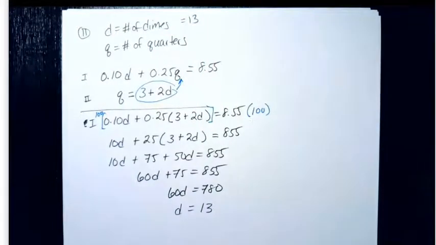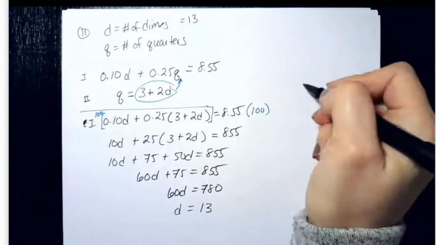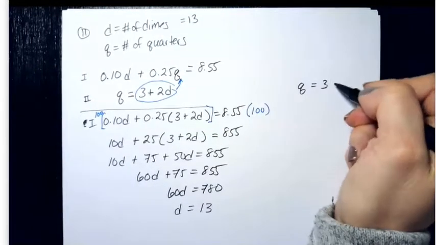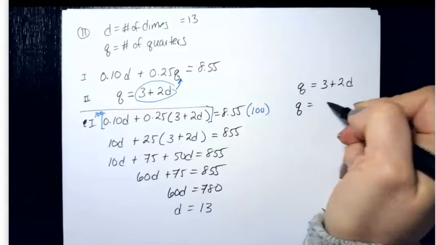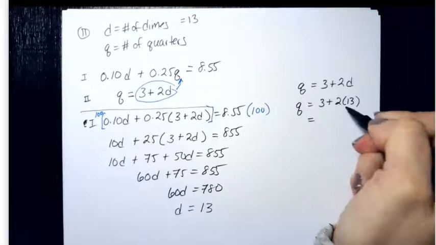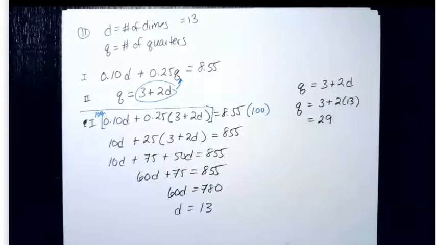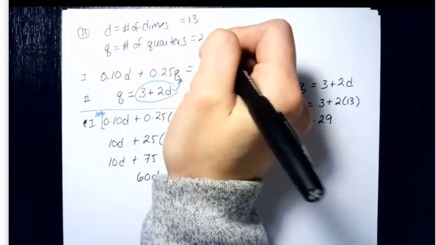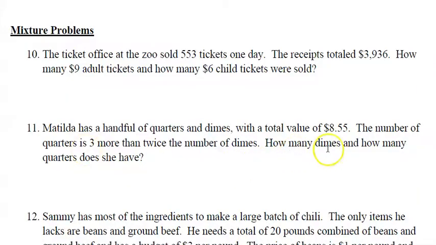And I need the number of quarters. I have an equation that tells me about the quarters. I know that quarters is equal to 3 plus twice the number of dimes. So the number of quarters is 3 plus 2 times 13. 2 times 13 is 26, plus 3 is 29. So I know I have 29 quarters, 13 dimes. Of course, let's make sure we answered the question. And we did want to know, again, how much of each.